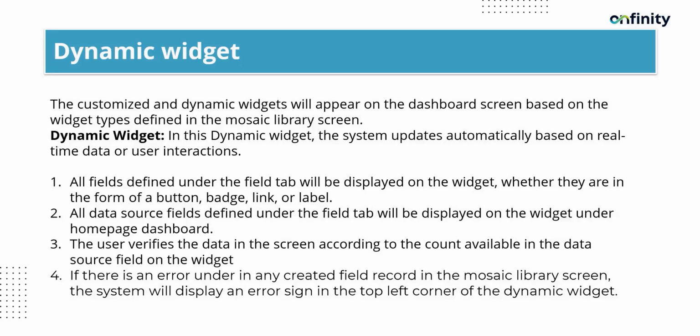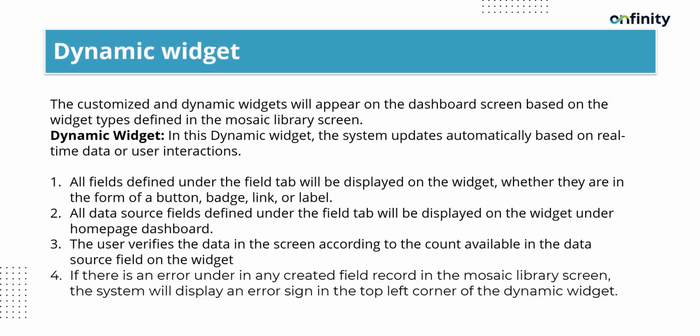All fields defined under the Field tab are displayed on the widgets. These can take the form of a button, a badge, a link, or a label. Additionally, all data source fields defined under the Field tab are displayed on the widget within the homepage dashboard.